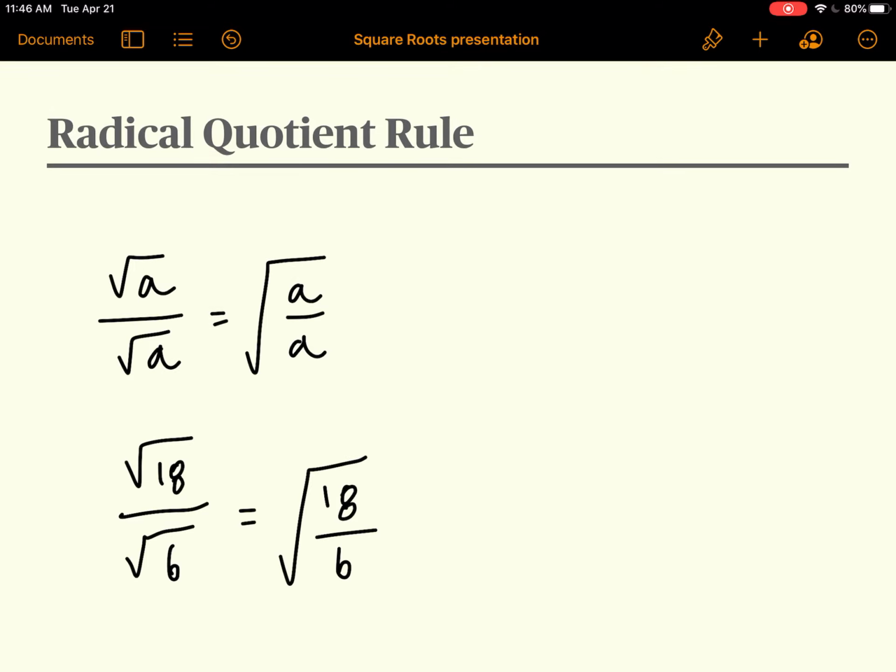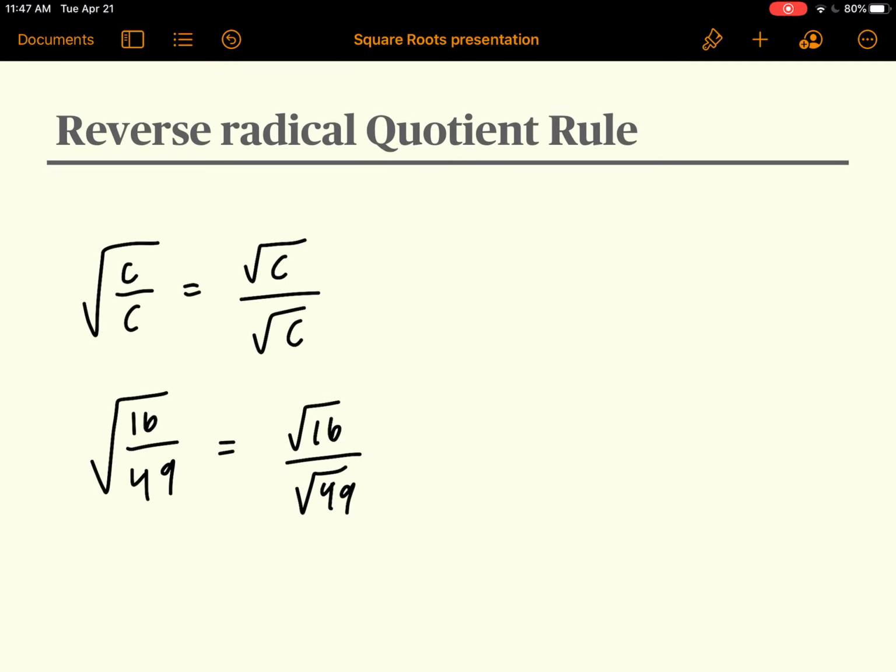Radical quotient rule. The radical quotient rule says the square root of a over the square root of c equals the square root of a over c. For the number example, we have the square root of 18 over the square root of 6 would equal the square root of 18 over 6.